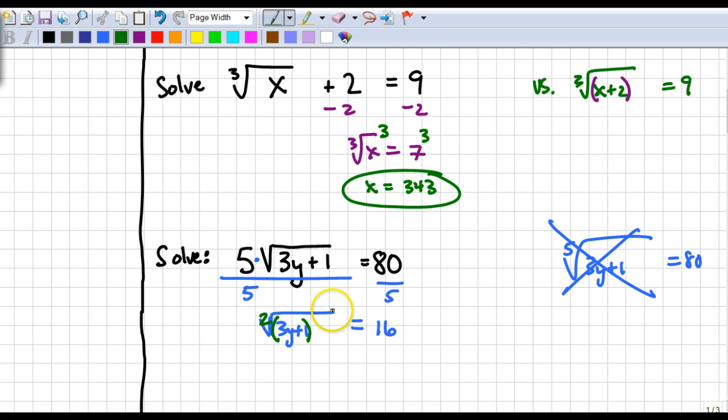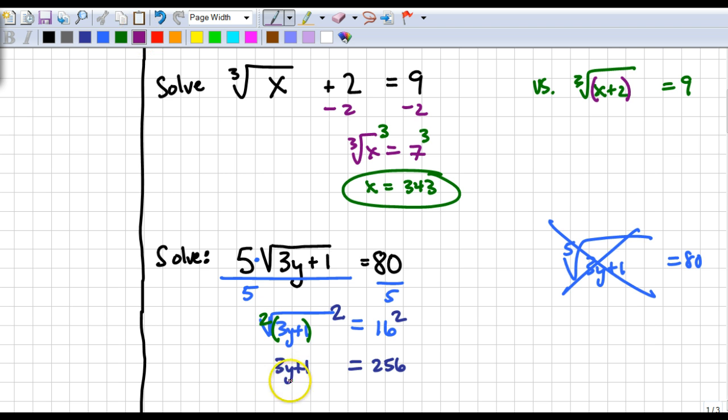Remember, this is a square root, so to undo a square root we would raise both sides to the power of 2. The 2 and the root now are going to cancel, leaving me the 3y plus 1 no longer under the bar. And 16 squared, if it was a baby calculator, you'd have to say 16 times 16. You get 256 there.